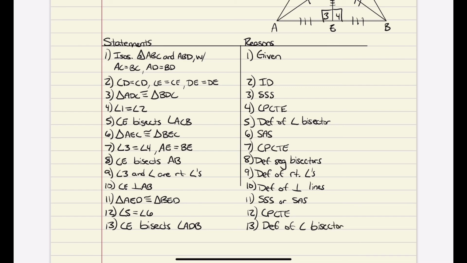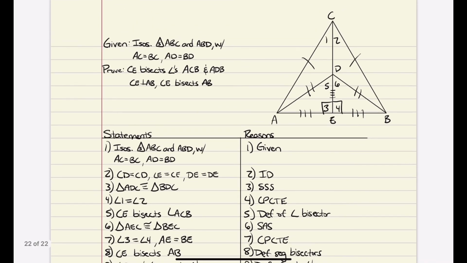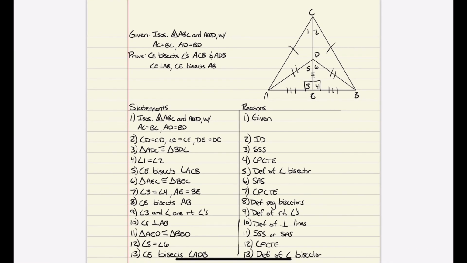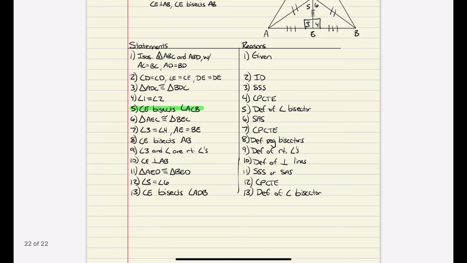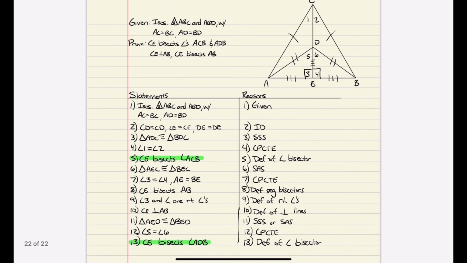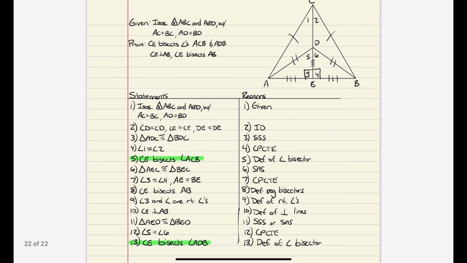We were setting out to prove that CE bisects the vertex angles, and so we said that CE bisects angle ACB up here. Check. Lastly, we said that it bisects the other vertex angle, the other isosceles triangle. Check. We said that they're perpendicular to each other. Check. And then we also said that it needs to bisect that base. CE bisects AB, and we said that as well. We proved it all in this proof.